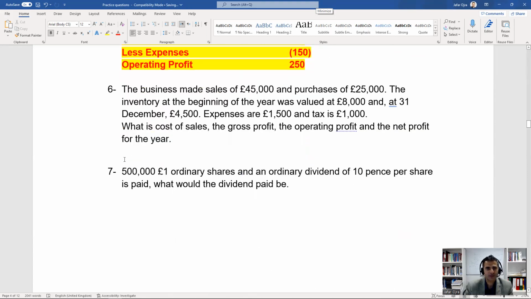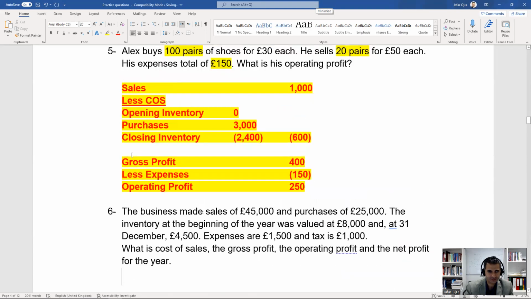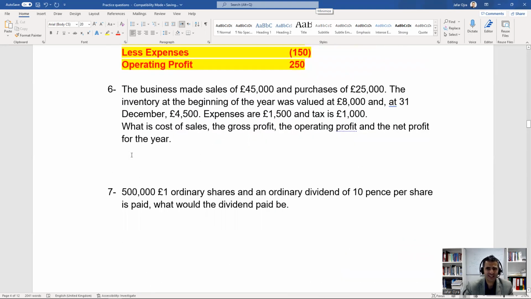So now let's move to question number 6. Question number 6 is a bit similar to the one we calculated in 5, but here they ask you to calculate the cost of sales, gross profit, operating profit, and the net profit.